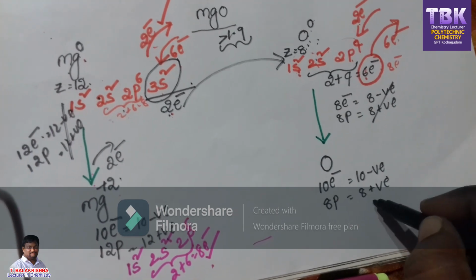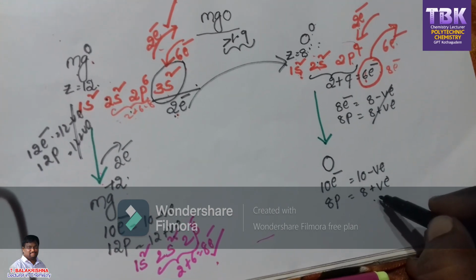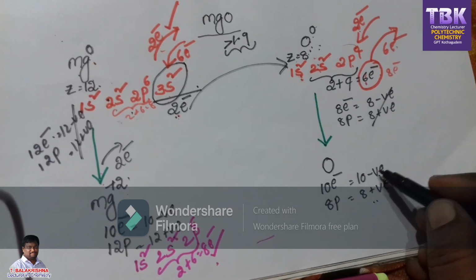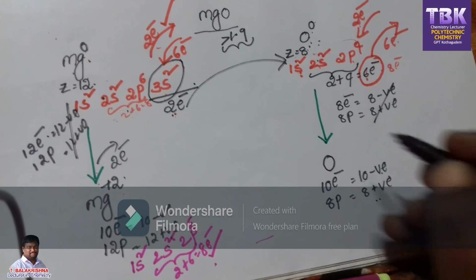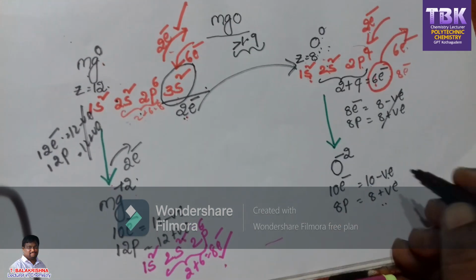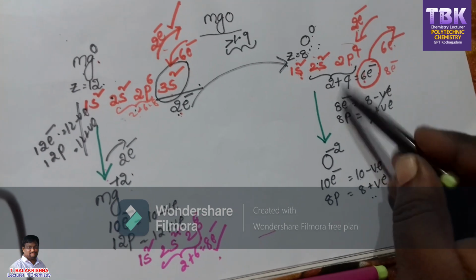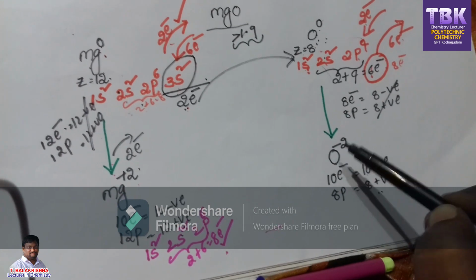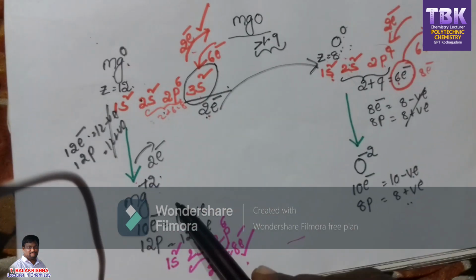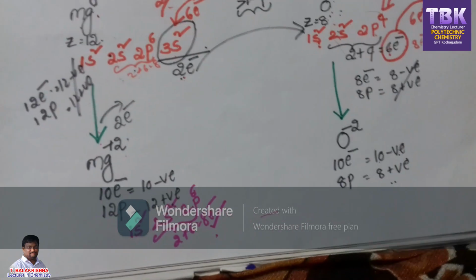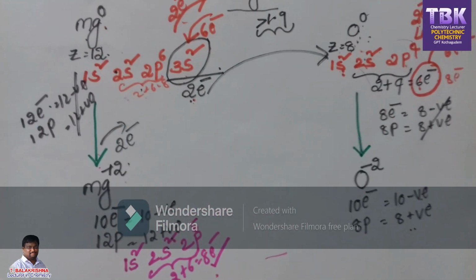Here 8 units of positive charge are neutralized by 8 units of negative charge, but it has an extra 2 negative charges, which is written on the top of the element, that is minus 2. So here the oxygen atom is converted into an oxygen ion, an anion. Magnesium is converted into Mg plus 2, magnesium plus 2 ion. Is it clear?